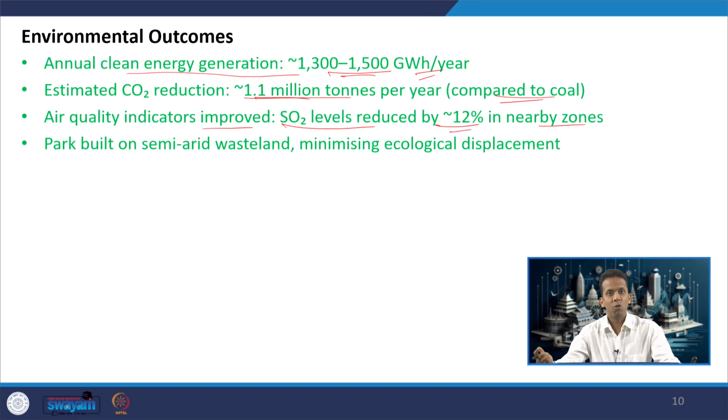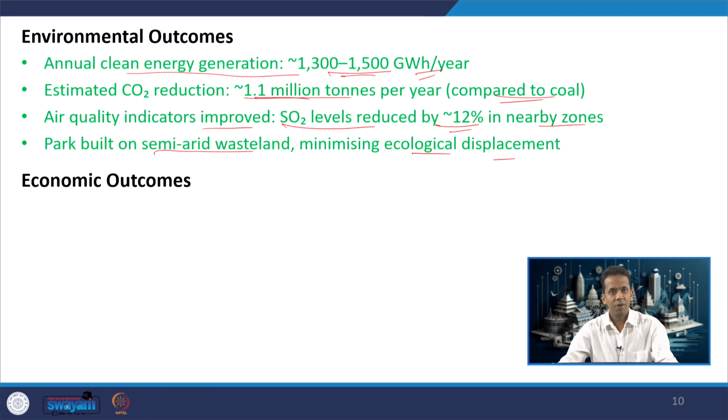Also, the land, which was a wasteland or a semi-arid wasteland, was put to a better use for generating electricity, and hence it minimized the ecological displacement. Had it been a forest or agricultural land or a fertile land, it would have led to losses in terms of agricultural yield, or the amount of oxygen in that area, or the climatic impacts would have been higher had there been a need for cutting down the trees to set up this solar park. But that was not the case in this case study.